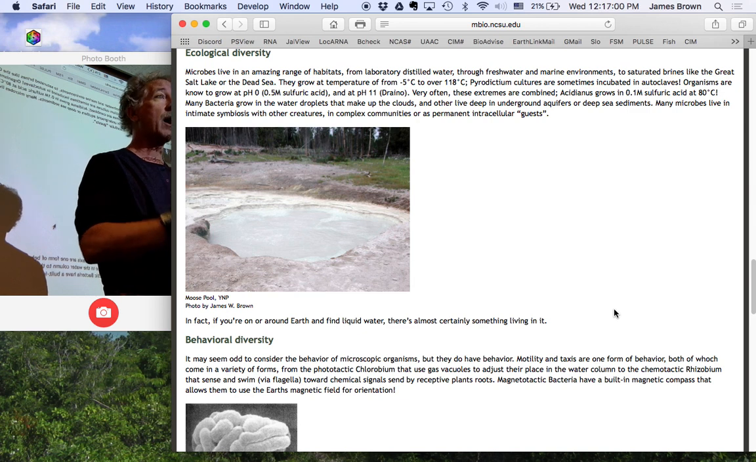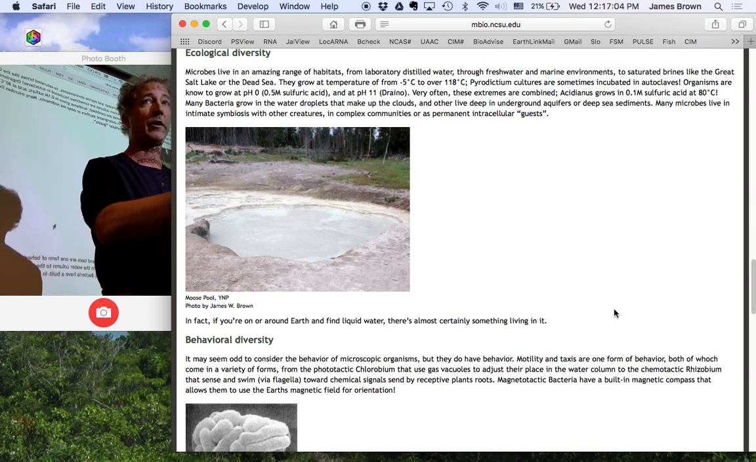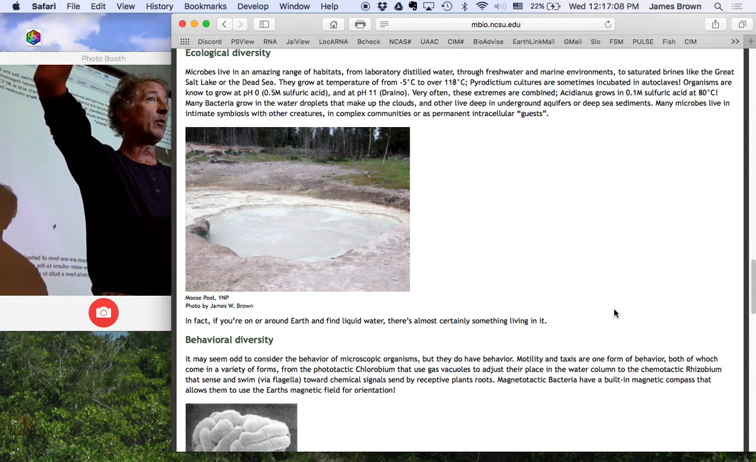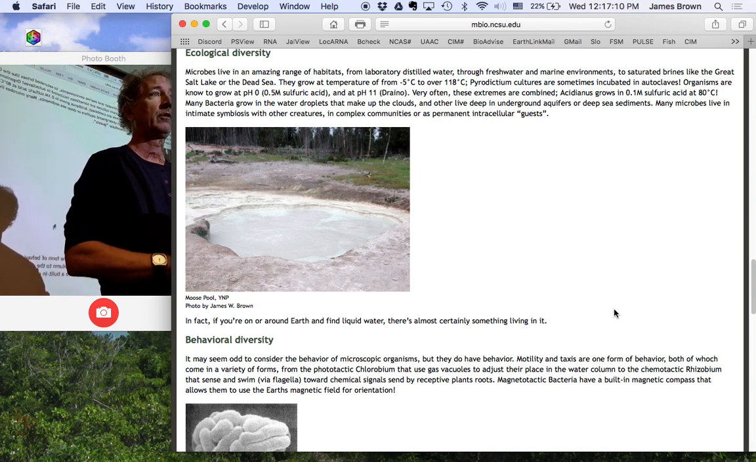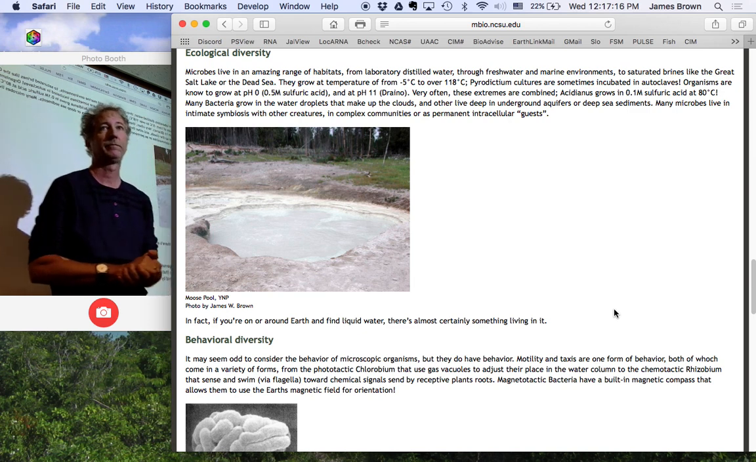From the deepest groundwater there is, little tiny strings of water in the cracks of rock a mile below the surface, all the way to the water droplets that make up clouds, there's stuff living in that. From 10 degrees below zero to 150 degrees centigrade.